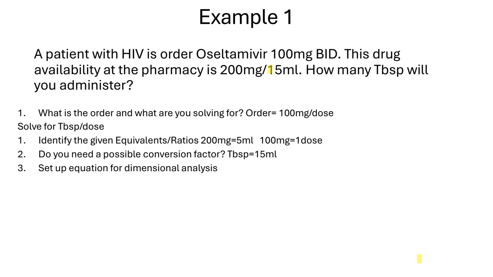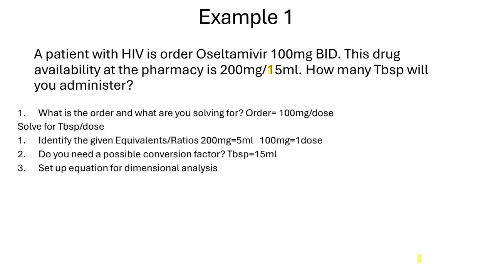So let's solve it. So what's the first thing we have to know? Okay, what are you solving for? What's the order? Okay, so the order is going to be 100 milligrams per dose, but we are solving for tablespoons per dose. We need to identify the equivalence, so we know that's going to be 200 milligrams in 5 mLs, and we know that 100 milligrams will give you 1 dose.